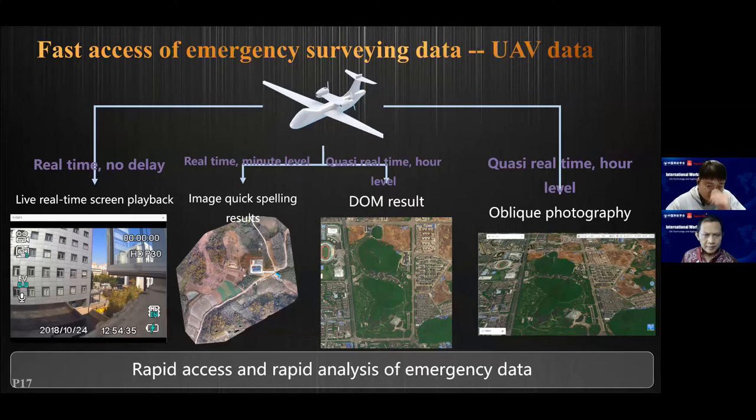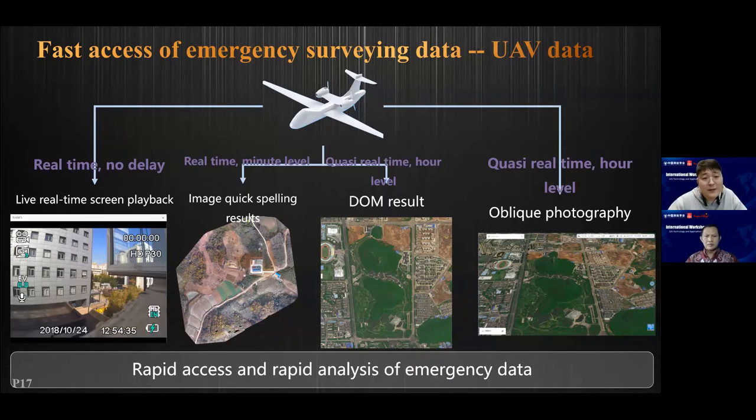And next is the fast access of emergency serving data, because in earlier projects we had a lot of what we call digital city projects. Those kinds of projects are very good at simulating emergency situations, and very good for demonstration. But when a real emergency comes, the fast access of serving data is a very important capability for smart city construction, the smart city system.